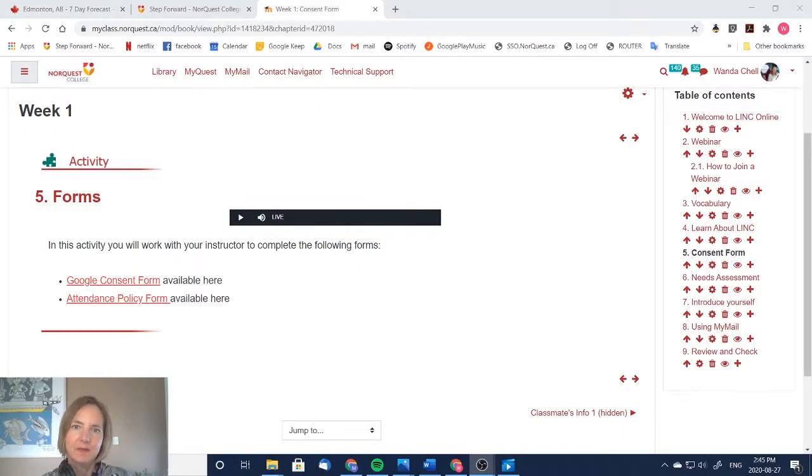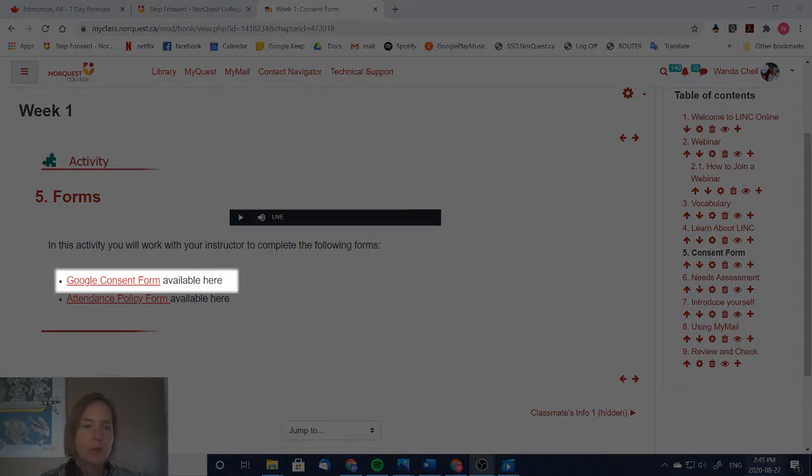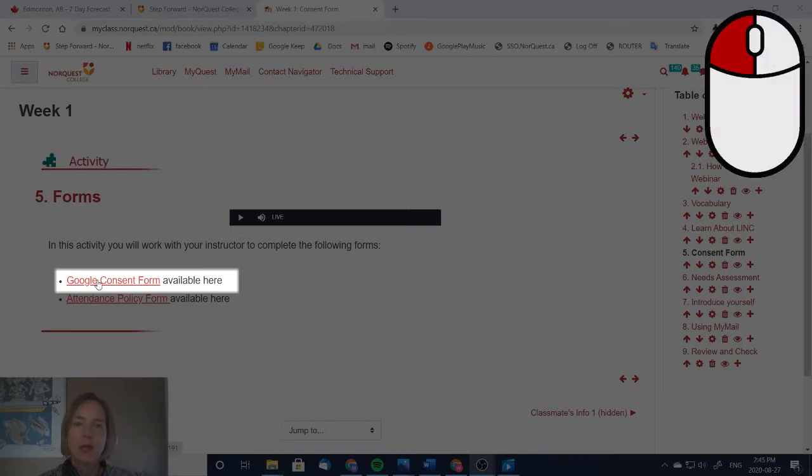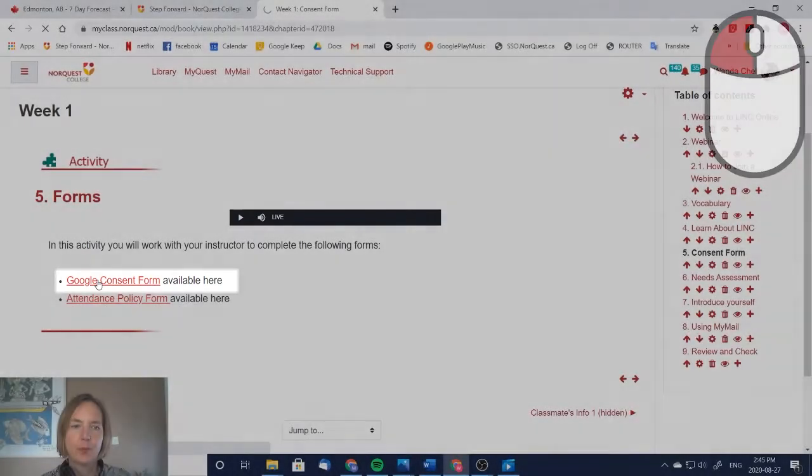So in this activity, you are going to complete two important consent forms. Consent means to give permission. And to participate in the LINC program, it is necessary for you to give permission for two things. So let's look at the first one, our Google consent form. So I'm going to left click on the hyperlink that says Google consent form.